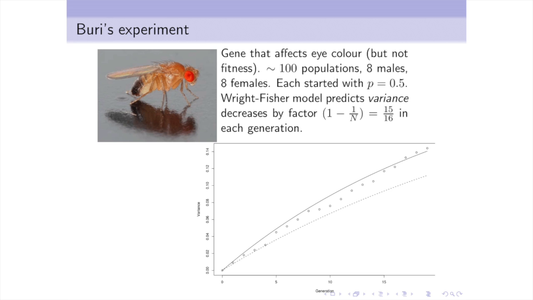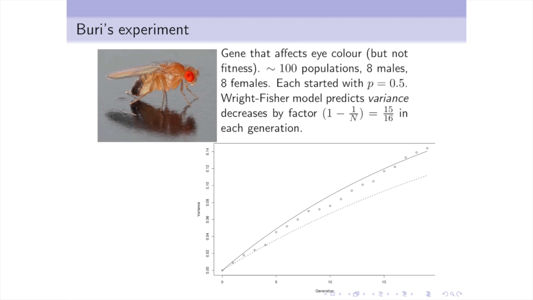And in the 1950s, Bury tried just that. So what he did was he took a population of fruit flies, this is Drosophila melanogaster, and he took the fruit flies in two different forms that differed just very slightly in their eye colour. So half of them, as when he started out, carried a gene which just slightly changes the eye colour. And he took 100 populations, each consisting of 8 males and 8 females, and each started with half with one eye colour and half with the other eye colour. And he propagated these populations for 20 generations. And he compared the results that he got to the predictions of the Wright-Fisher model.